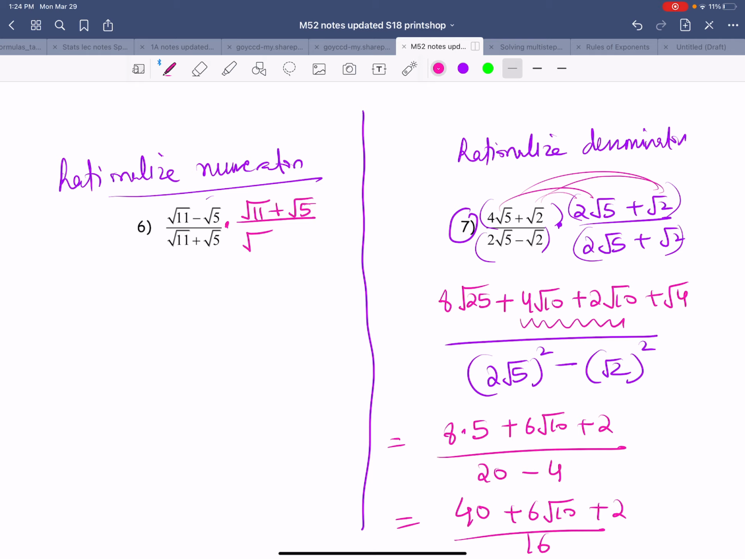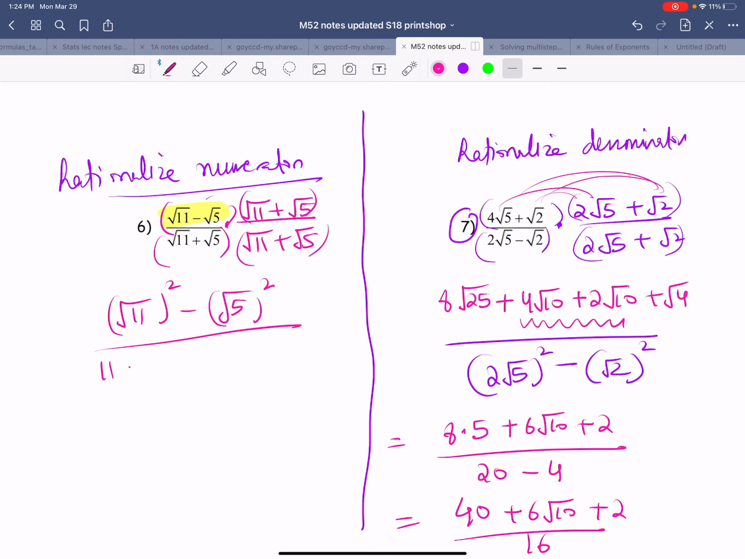The conjugate of the numerator would be, here's my numerator, the conjugate would be root 11 plus root 5. Root 11 plus root 5. Okay. So let's go ahead and FOIL the numerator and FOIL the denominator. So the numerator comes out to be, I'm using the difference of squares. And in the denominator, I'm going to be doing FOILing. Root 11 times root 11 is 11 plus root 55 plus root 55 plus root 5 times root 5 is 5.